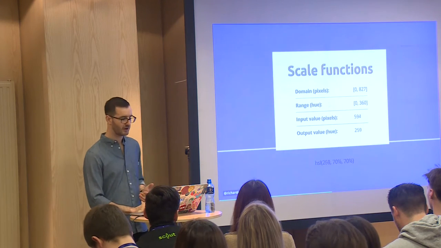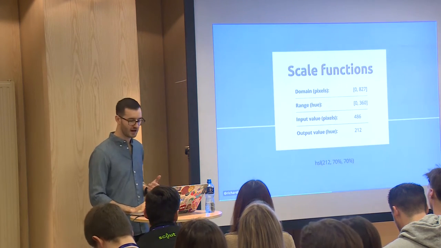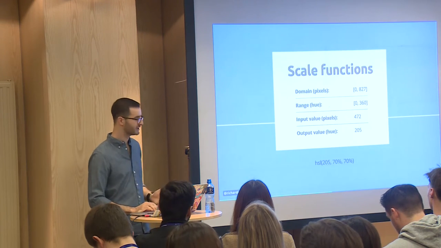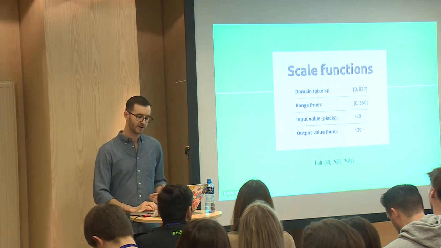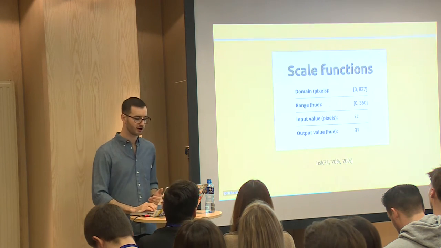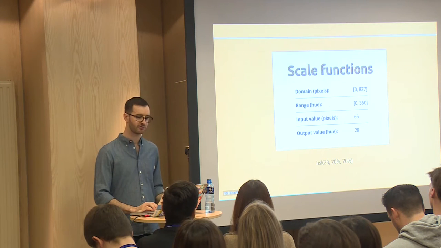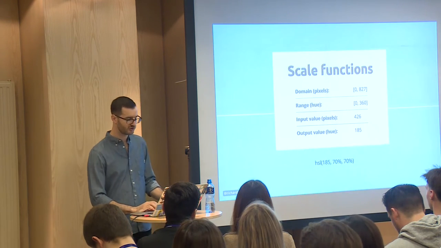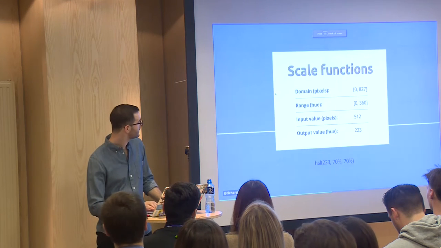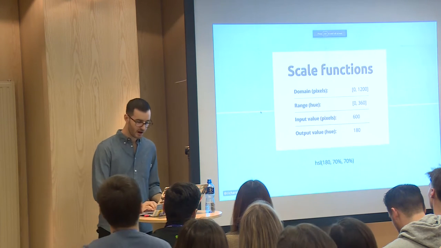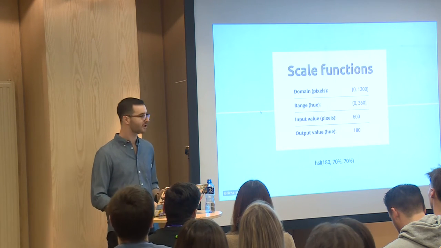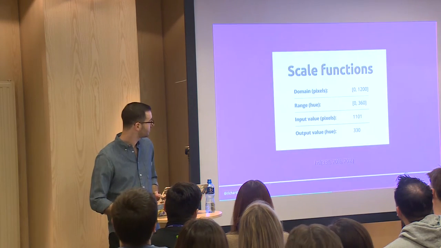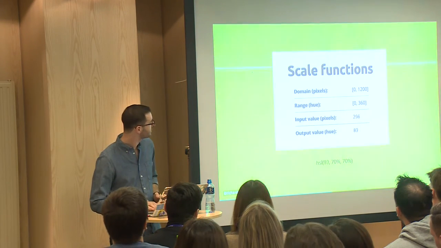And to set up a scale function, you start by providing an input domain and an output range. The domain is the complete set of data values that you can expect the function to receive, and the range is the set of aesthetic values that you want it to return. So for this slide, for example, I'm using a linear color scale to set the background color based on the mouse position on the screen. See, as I move it, the color changes.